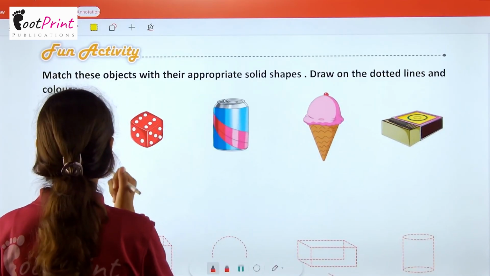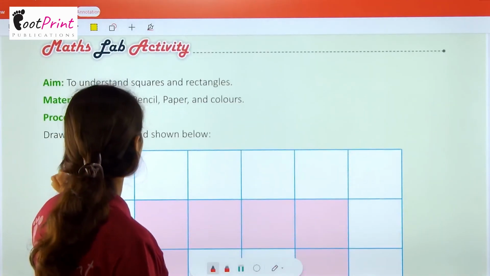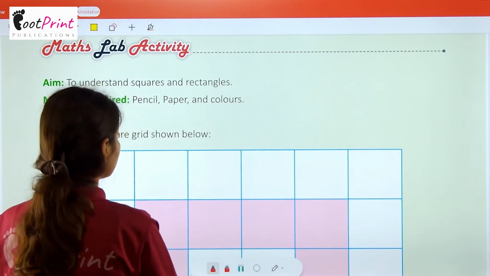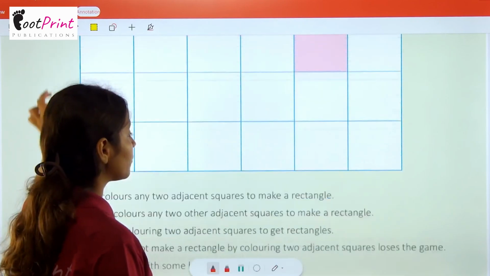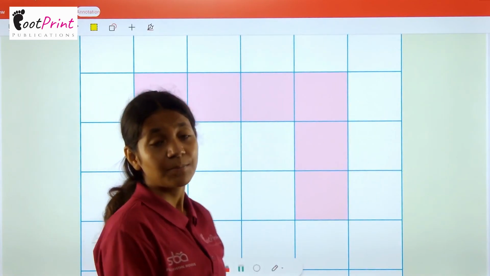Now we have fun activity which you people will do in your school. Again the maths lab activity. This is also you have to do in your school with the help of your teacher and lots of your friends. By here we have completed our chapter.